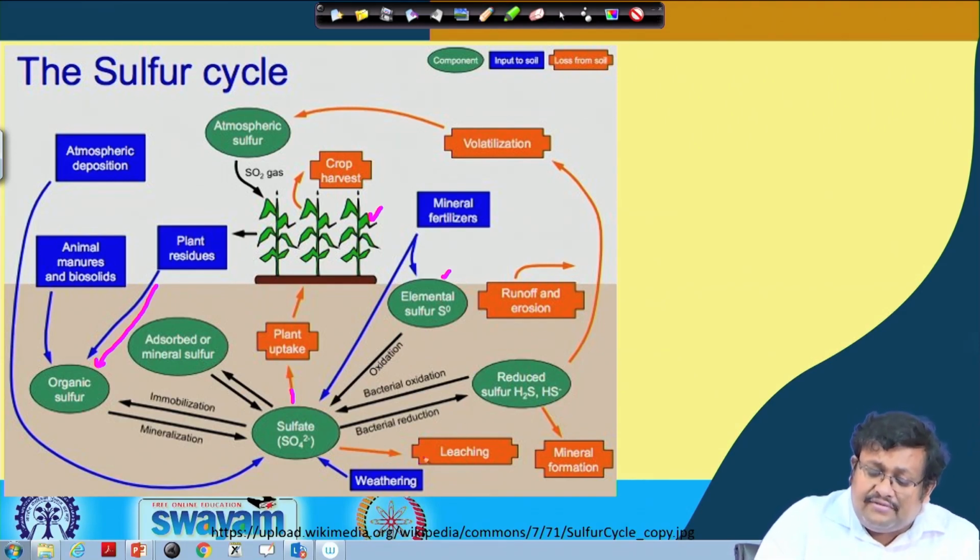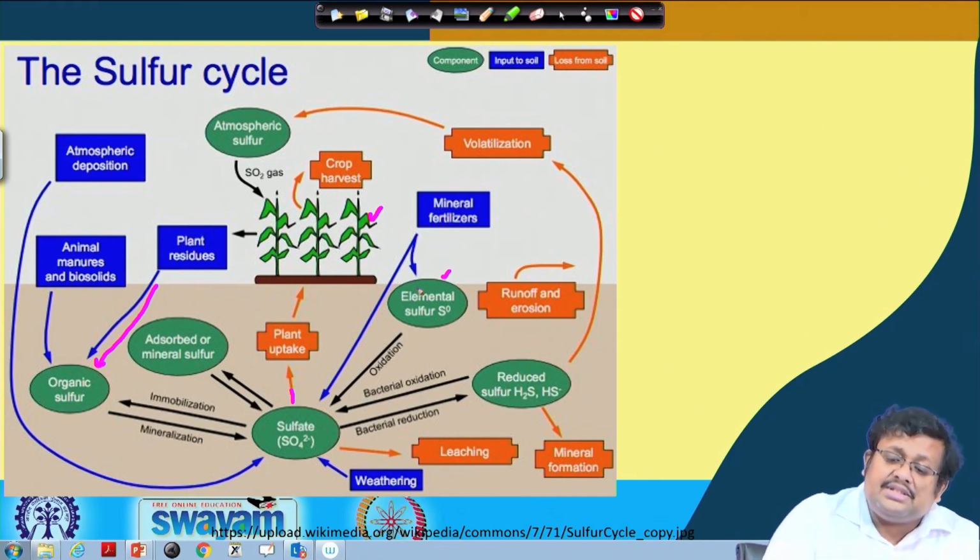And from the sulfur, due to the anaerobic condition, bacterial reduction occurs and ultimately produces the reduced sulfur H2S and HS minus. So, basically reduced sulfur fractions are produced, and further from this reduced sulfur H2S, when bacterial oxidation occurs, they produce sulphate. Okay. From this reduced sulfur, that is H2S, it can be volatilized, or it can produce the mineral formation.